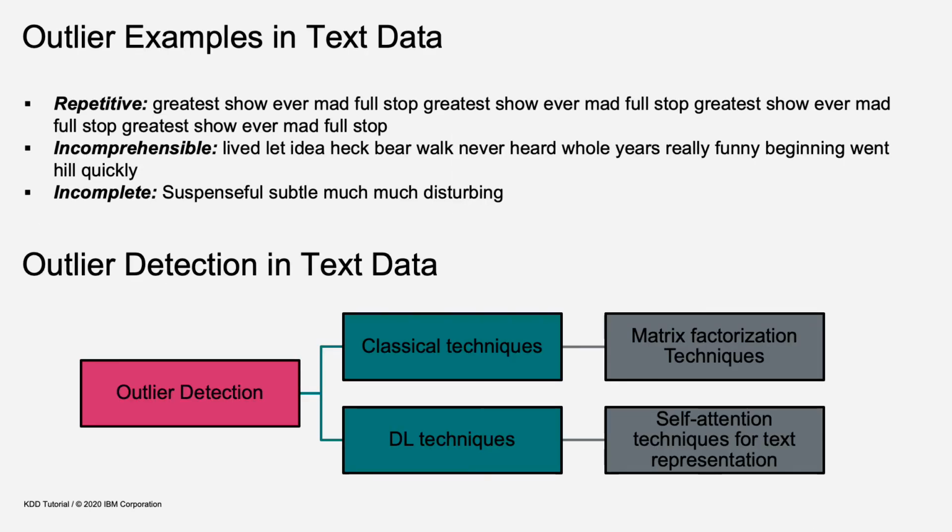Here are a few examples from the popular IMDb sentiment analysis dataset. This dataset has movie reviews scraped from IMDb and labels associated to each review to indicate if the review is positive or negative. A data sample can be anomalous due to various reasons, such as there is a lot of repetitive content in it, as shown in the first example.